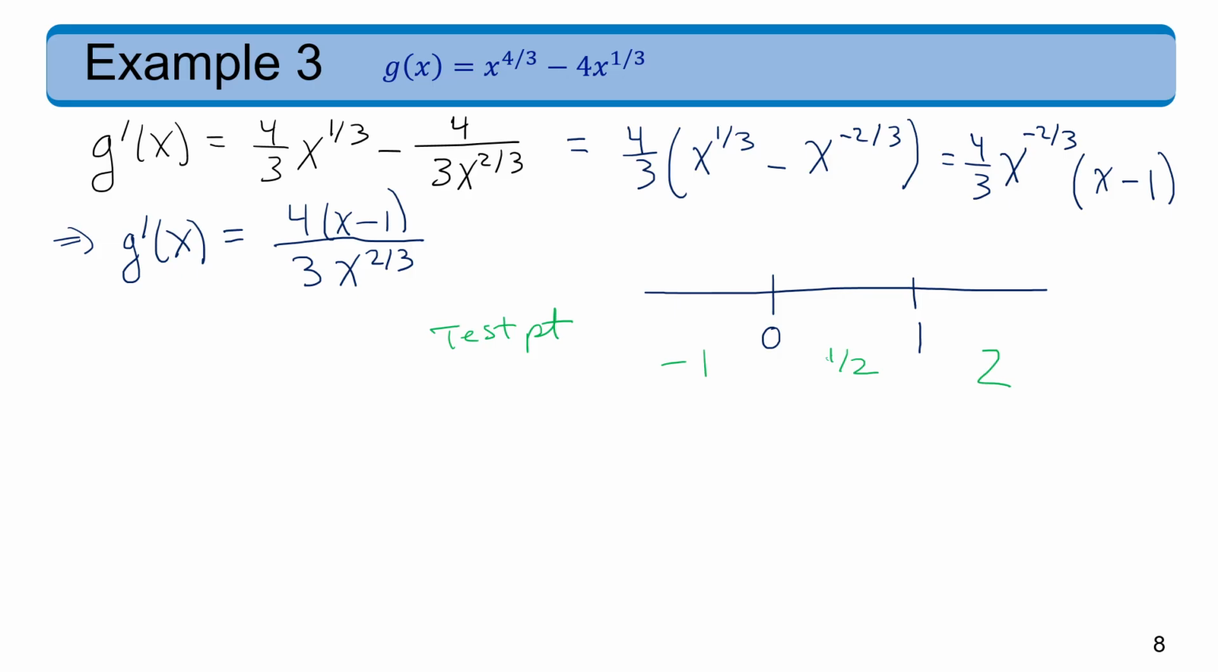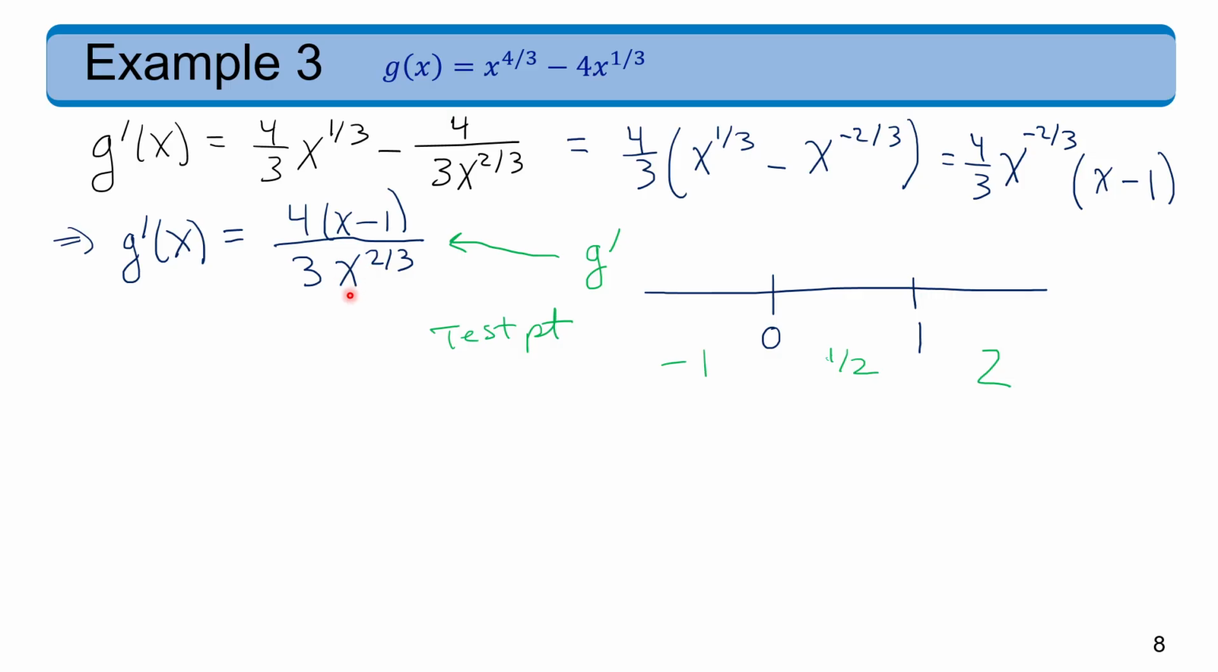So then we're going to plug those in to g prime, which the factored form of g prime is there. So let's start with the -1. In the numerator, 4 is always positive, so that's not going to make any difference. And then -1 minus 1 is a negative number. So the numerator is negative.